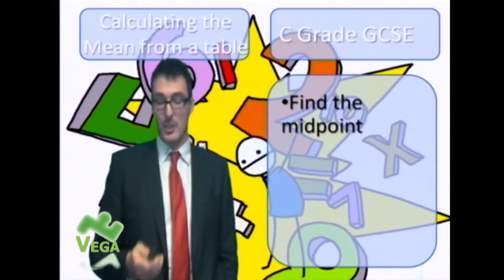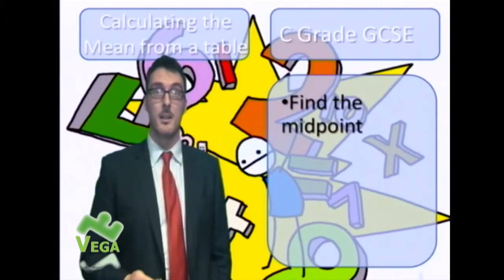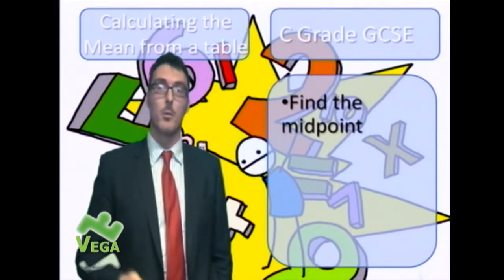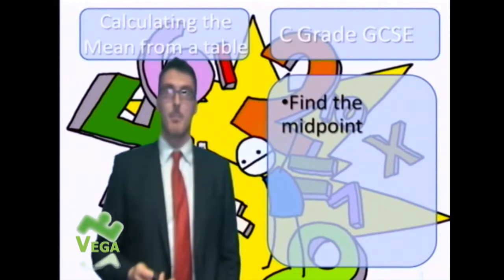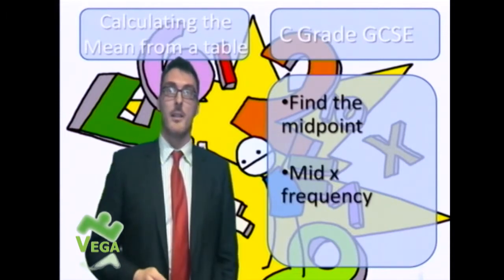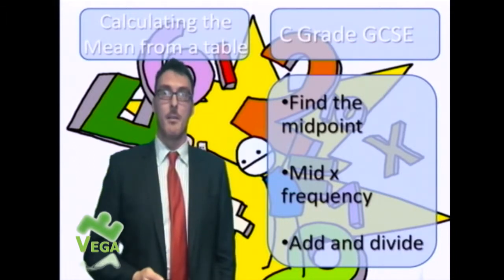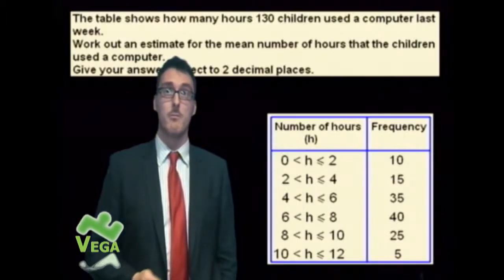Okay, it's actually a GCSE skill, but I'm going to teach it to you in Year 8, and it's a 4-mark question, and there are 3 things you need to do for those 4 marks. Firstly, we'll need to find the midpoint, and we'll see that in a second. The next thing will be to take that midpoint, multiply it by the frequency, and the third thing will be to add and divide. Okay, really easy steps.